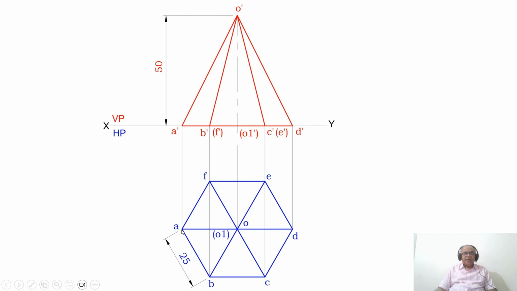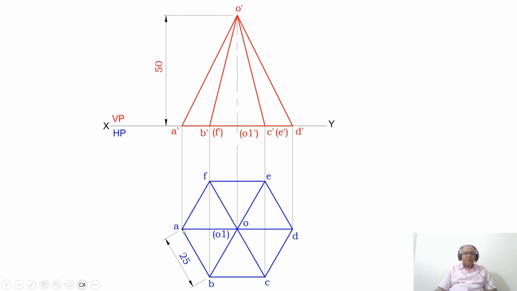Then with A as center, taking the same radius of 25, cut on the circumference of the circle on this side and also on this side. Similarly with D as center, take the same radius of 25, cut on the circumference of the circle on this side and also on this side, so that you get 6 points. The circle should be thin, and then you mark these points. Mark this point as B, this point as C, this point as E, and this point as F. Join AD with a dark line, CF with a dark line, and BE with a dark line. And you mark these 2 points as O and O1 in bracket.